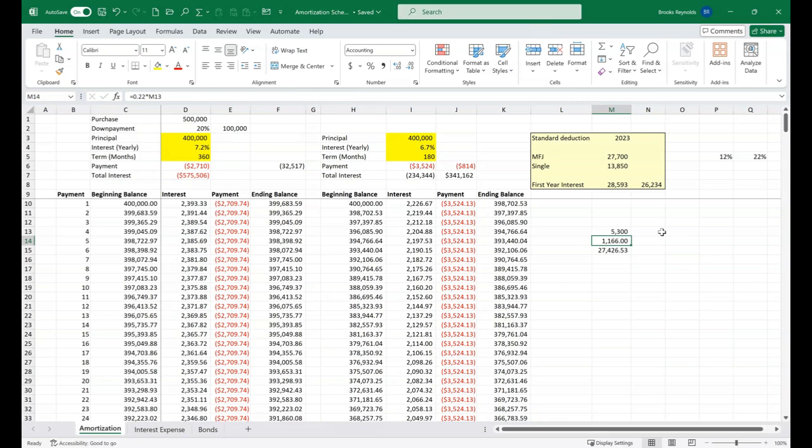Again, married filing joint. If you're single, then this really does help you out. You would reduce your taxes by 1116, which would mean your net interest payments are really 27,426. Still a large number, but reality.